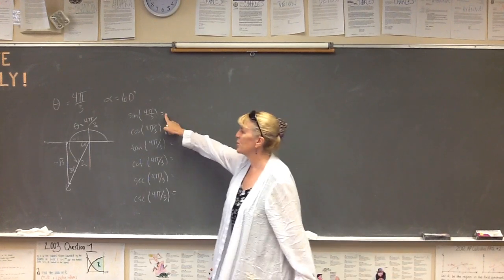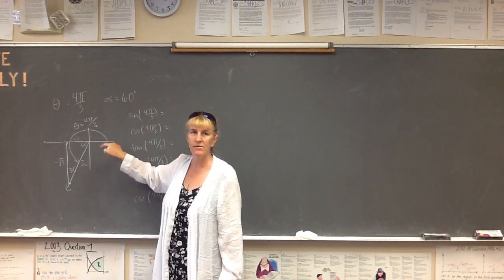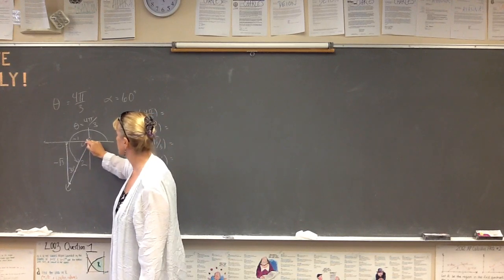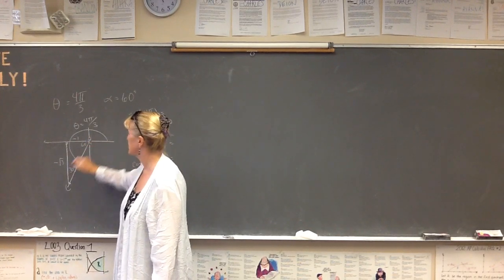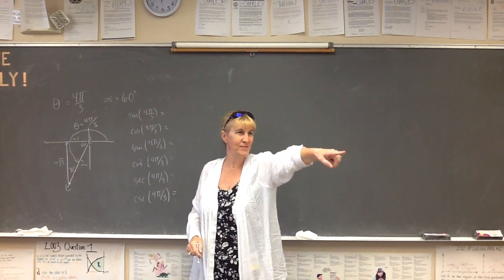Okay. Sine of 4 pi over 3. Remember where your perspective is. Where are you standing when you're asking that question? You're standing right here at that 60-degree angle, right at the origin. All the time you're at the origin. Got it? You're saying, hi, I'm over here. How you doing? You're opposite from me.